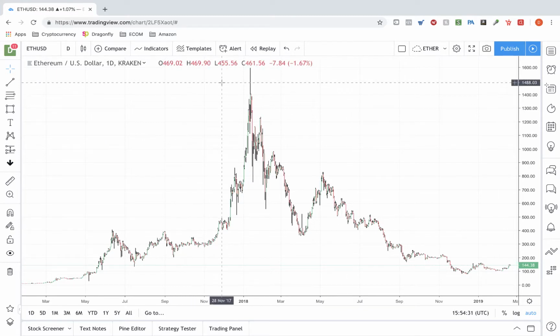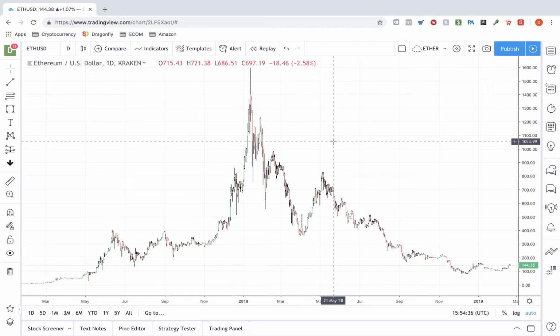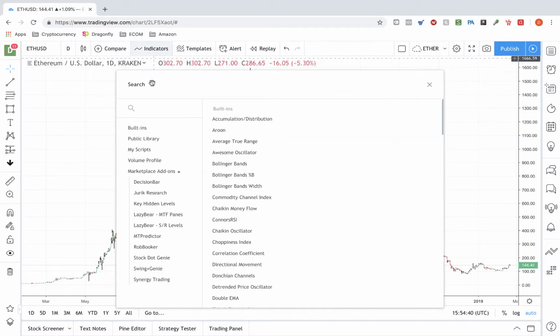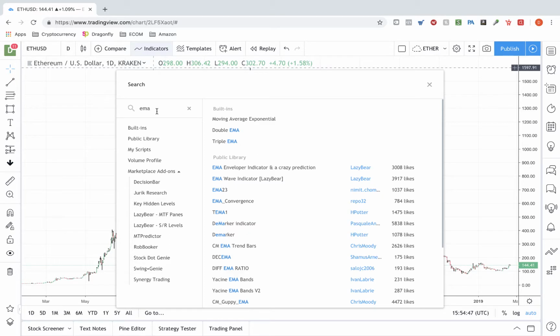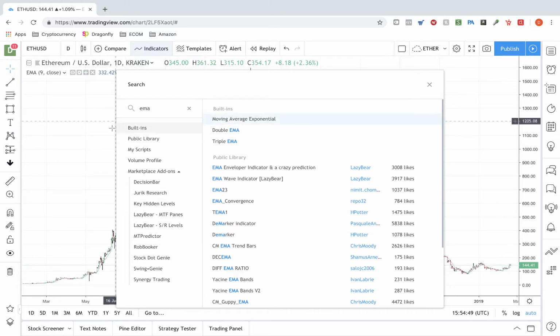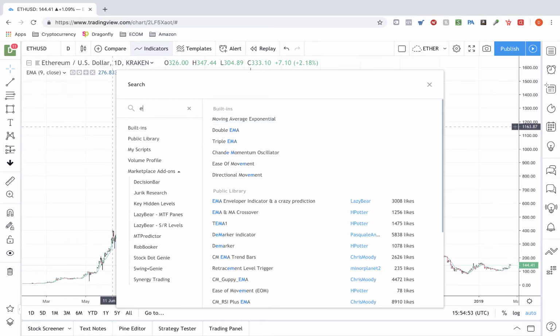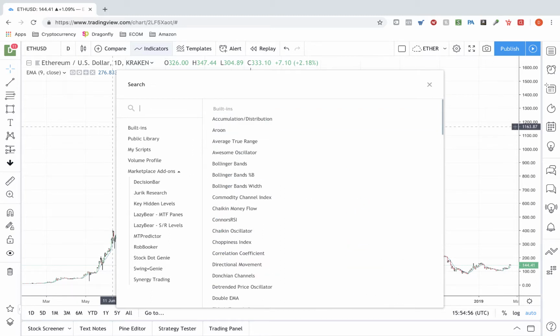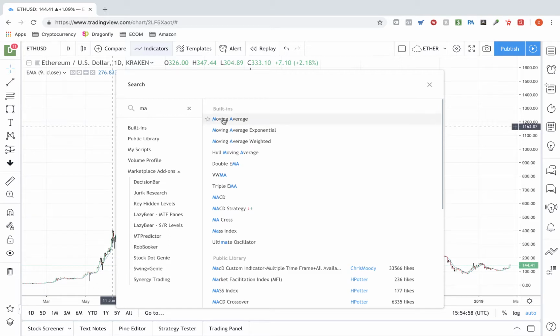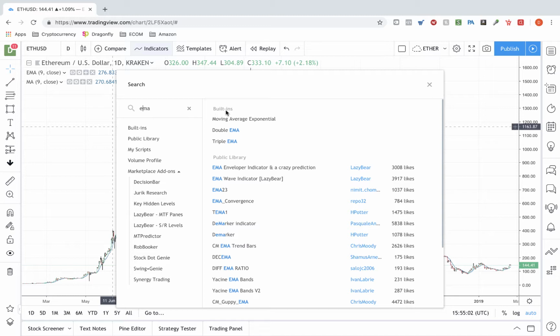So let's get started with how to even add the moving averages, what type of moving averages, and what settings. So we'll start one by one. First one is an EMA. So you type in EMA. Okay. Then the next one is an MA, just a moving average, not an exponential. And the next one is, again, an EMA.